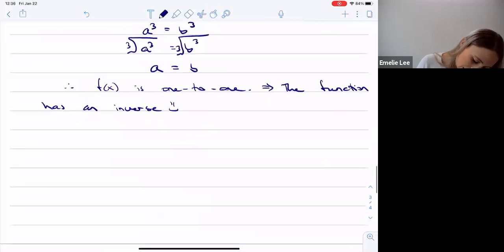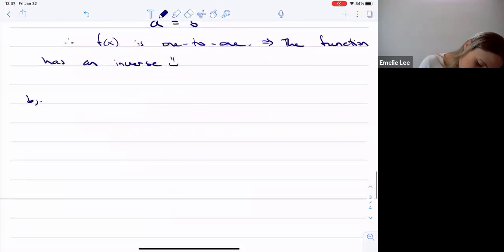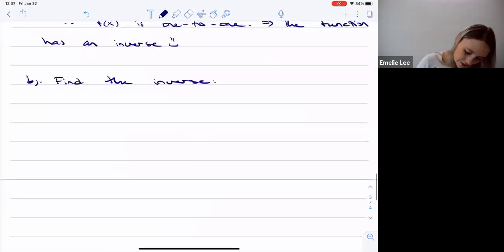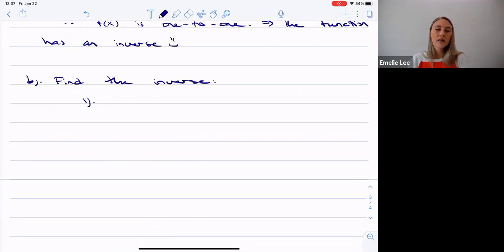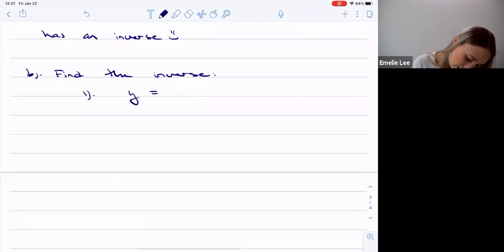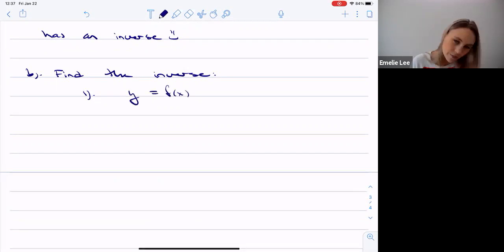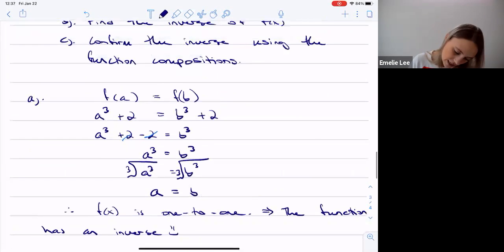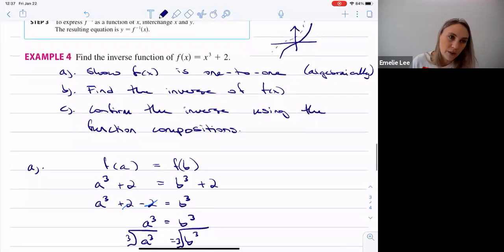So then the second thing I want you to do is, part B, find the inverse. Using those steps that were outlined, and you don't have to break it up in steps. If you just want to do it, that's fine. But I'm going to follow those steps just so you can see what they look like. So y equals f of x, so y equals x to the power of 3 plus 2.